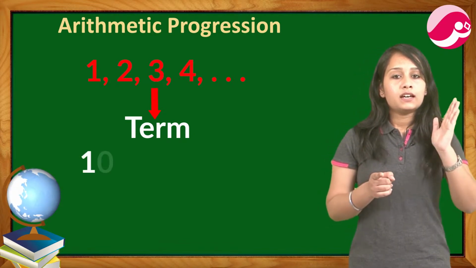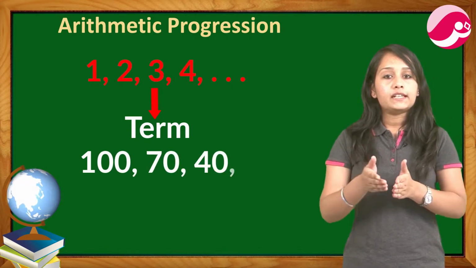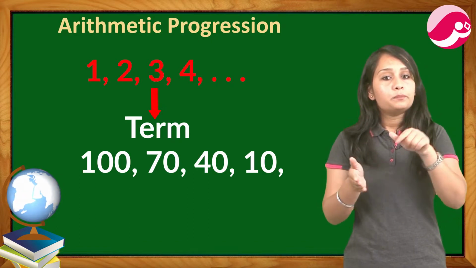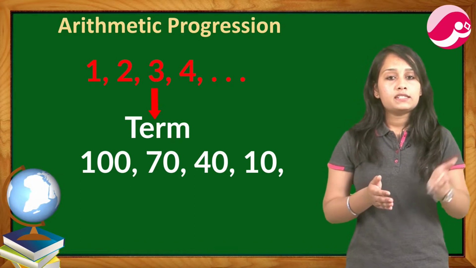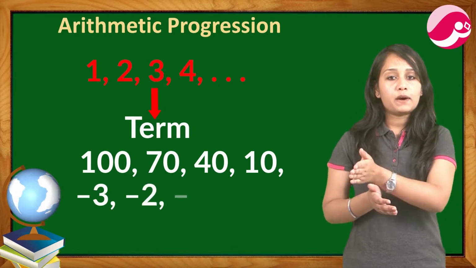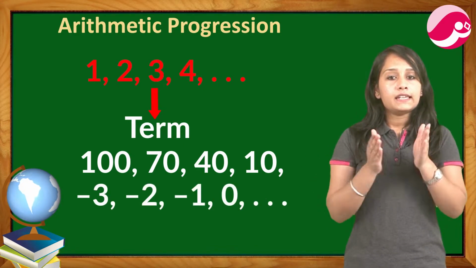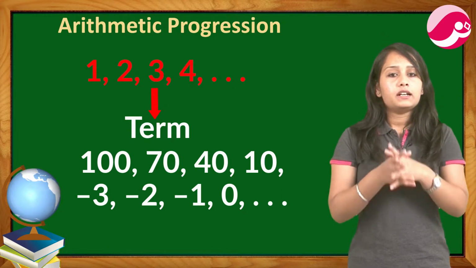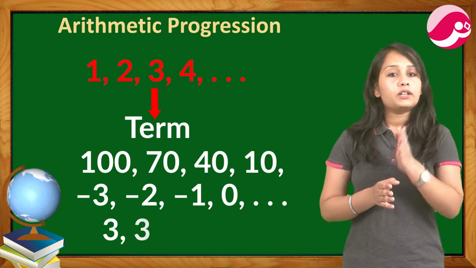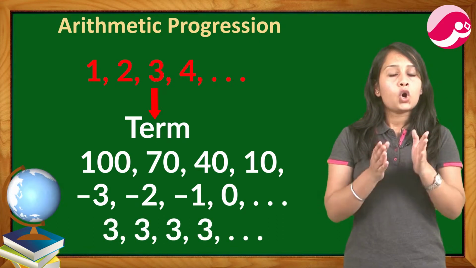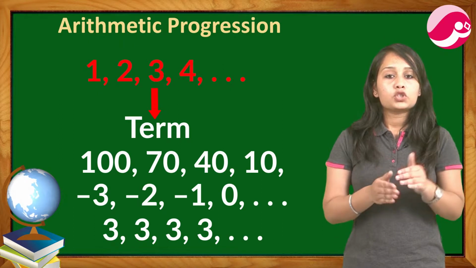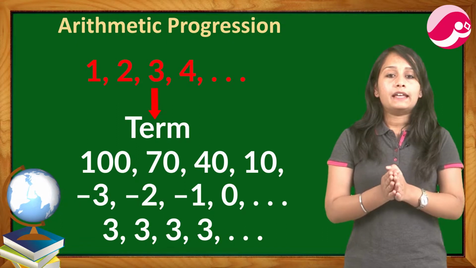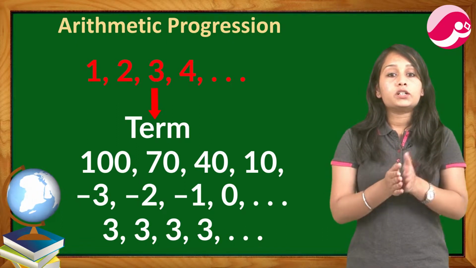In the sequence 100, 70, 40, 10, we can see that each term is 30 less than the term preceding it. Similarly, in the sequence -3, -2, -1, 0 and so on, each term is obtained by adding 1 to the term preceding it. Similarly, now in a case 3, 3, 3, 3 and so on, all the terms in this list are 3. So is this a sequence? Yes, it is, because each term is obtained by adding or subtracting 0 to the term preceding it.